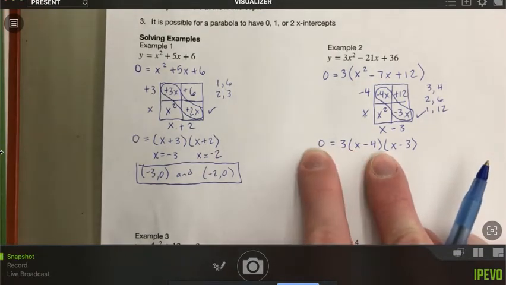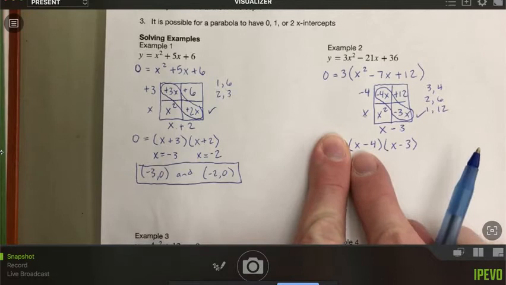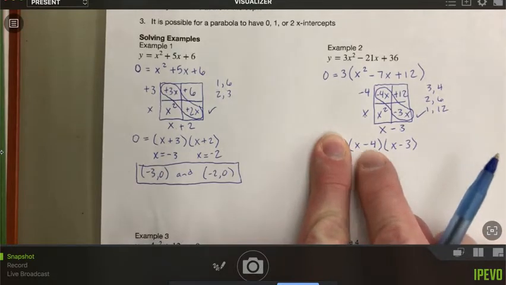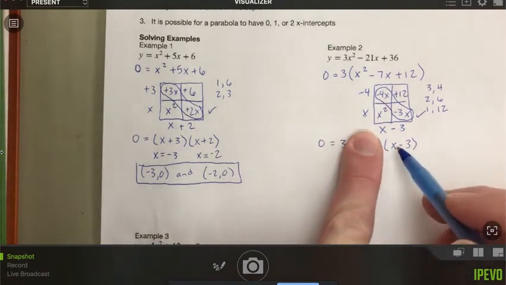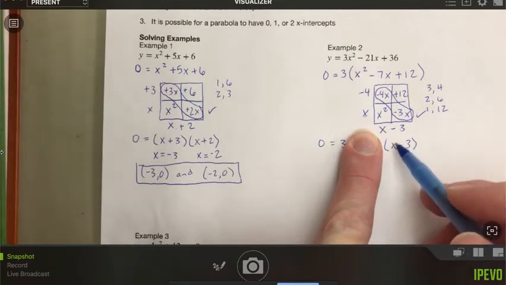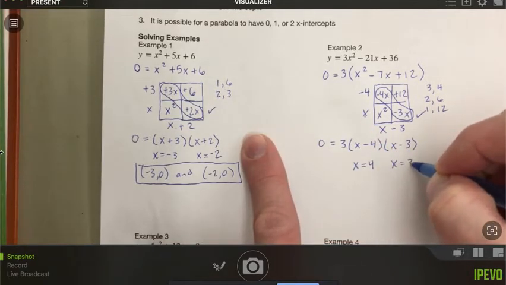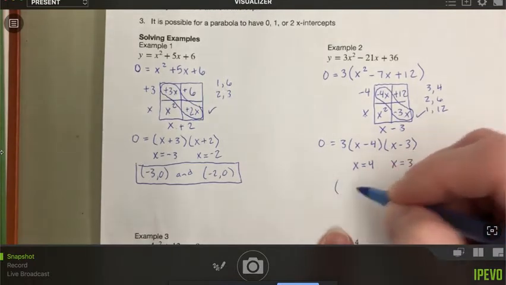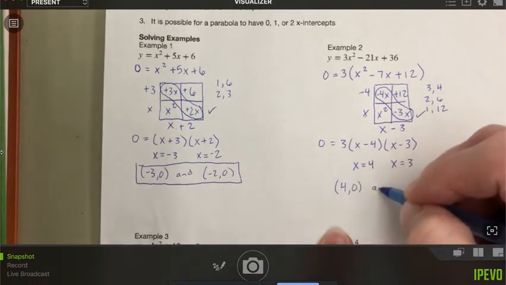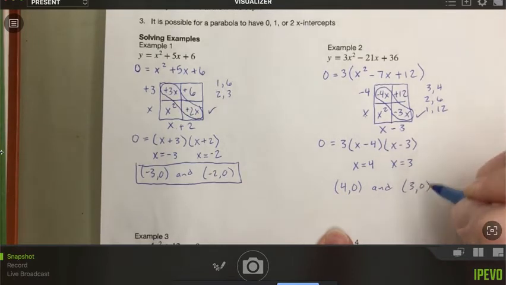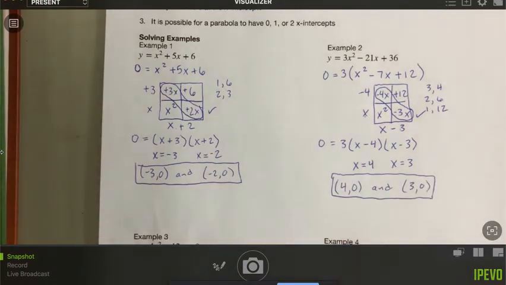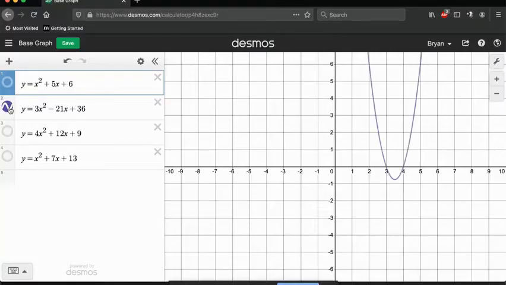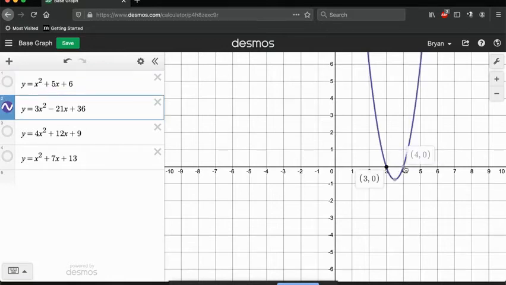All right, so now if I think about what x values will make this 0, well, I'd have to have a positive 4 for x to make that happen. So x equals positive 4 is one option. And then looking at this one, x would have to be a positive 3 to make this 0. So x equals 3 is my other option. So in other words, (4, 0) and (3, 0) are my x-intercepts. And sure enough, if I go to the graph, both of those are the x-intercepts.